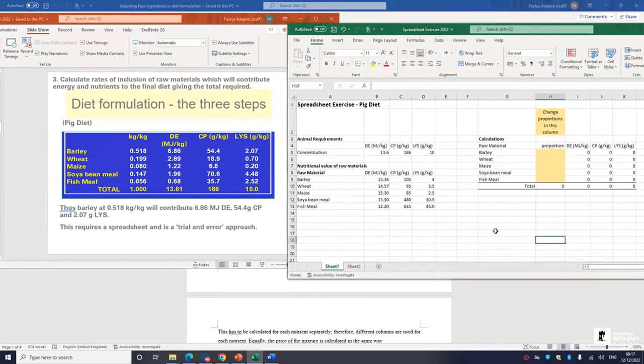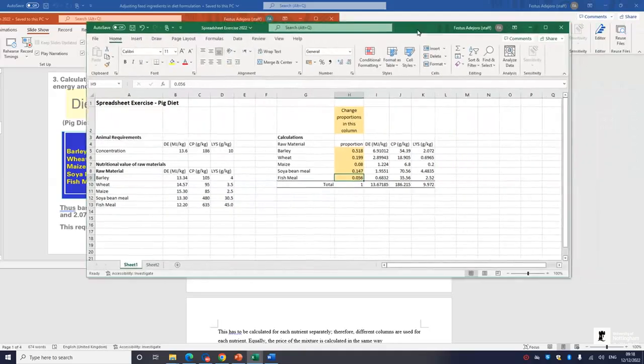If you key in these various inclusion levels, for barley, for example, it is 0.518, 0.199 for wheat, for maize is 0.080, everything adding up to 1, which of course you can translate to 100 anyway. And then 0.056. I probably made some mistake there. Okay, yeah. 0.147.